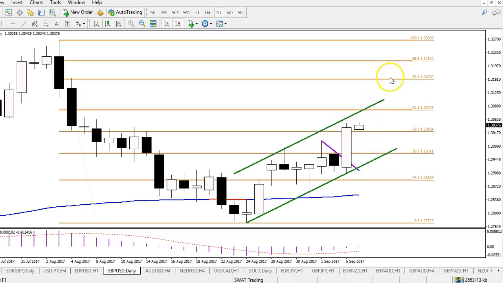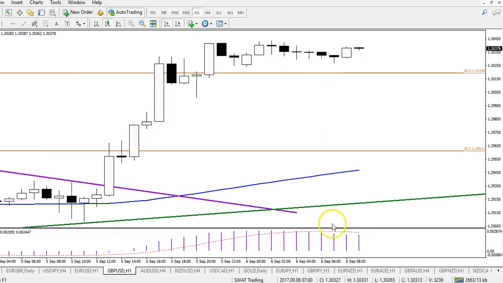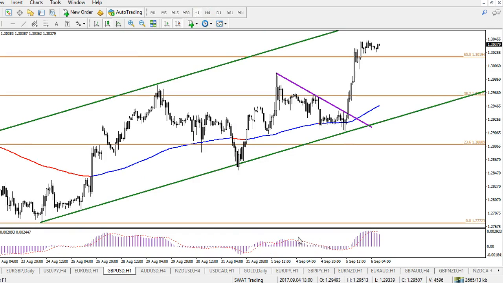It could go to the 78.6 fib, but I would need to see basically a correction at the 61.8, some kind of bull flag, and then probably break, pullback, continue to that before I trade it from here to here. Otherwise, I think that the 61.8 fib is a strong resistance spot.